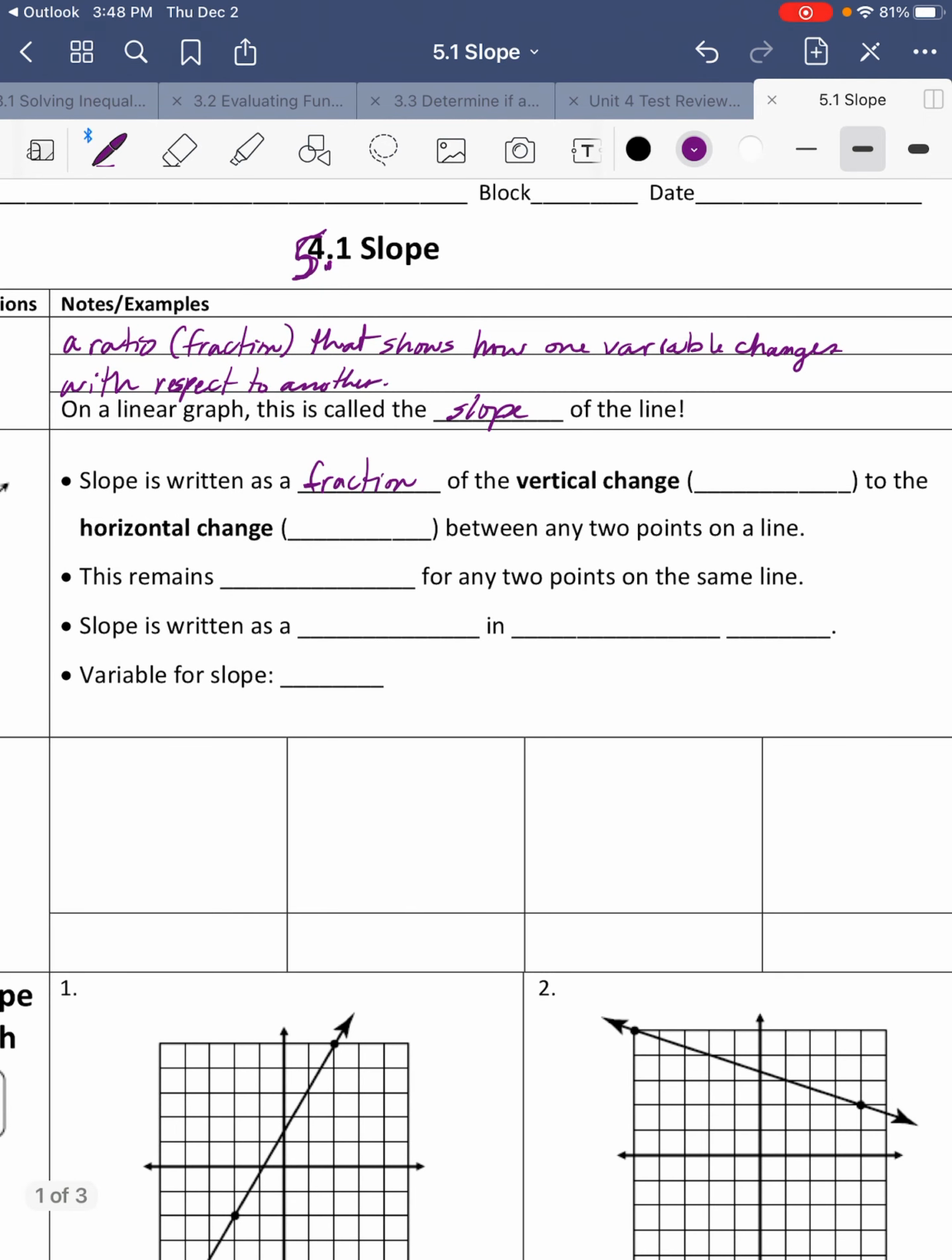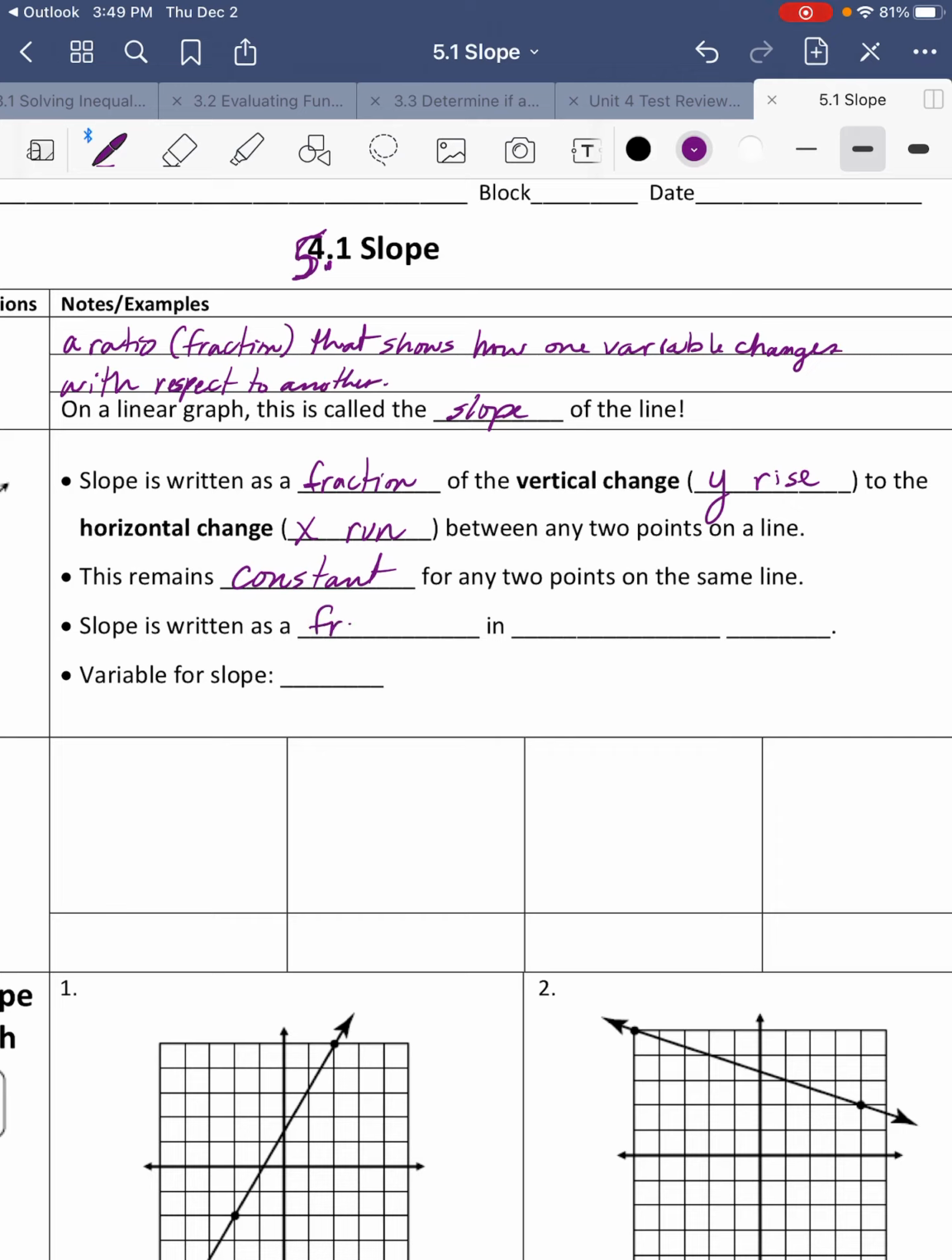Vertical change is the y values. So that's going to be the numerator of the fraction, and you probably heard this as rise, like up and down. And horizontal change is your x value, the change in the horizontals, and you might have heard this as run. Rise over run, between any 2 points on a line, remains constant, meaning the slope doesn't change for any 2 points on the same line. So you can pick any 2 points and it's always going to be the exact same.